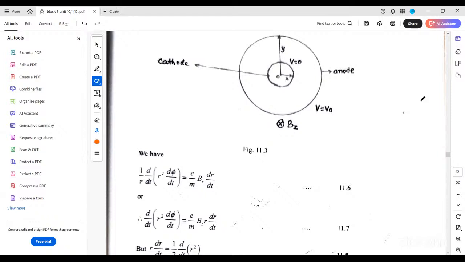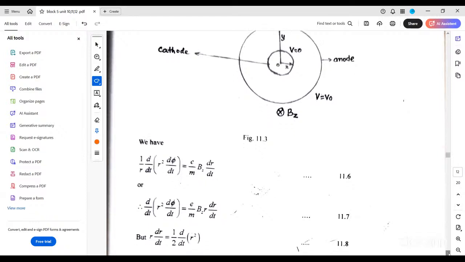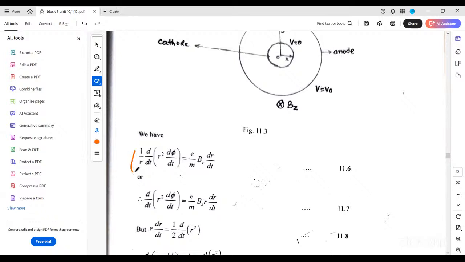In 11.3, putting E phi and Br as 0, minus of minus becomes plus. This is written in 11.6. In the next step, we cross multiply: 1 by R is on the LHS, which is brought to the RHS, and that term becomes R. So d by dt of R square d phi by dt equals E by M Bz R dr by dt.